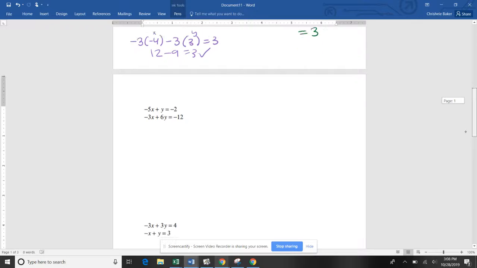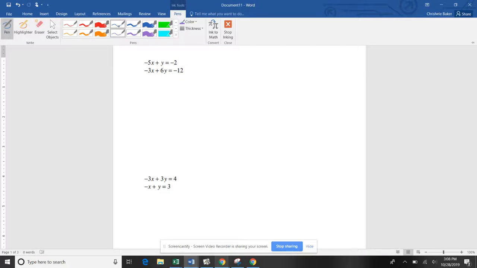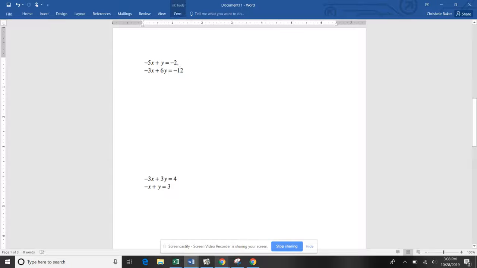All right, what do we do if we don't have one of the equations solved for our variable? Well, we solve it. So if I look at this top equation, much easier to get my y by itself than anything else, because y has a coefficient of a 1, so not too bad. I'll just add 5x to both sides, and y is equal to 5x minus 2.